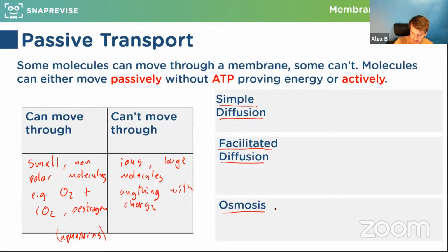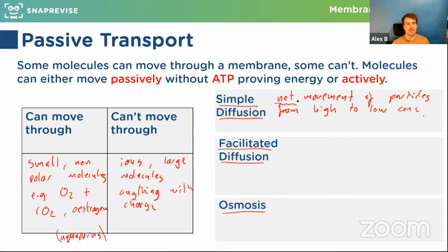Nice. So we talk about the net movement from high to low concentration, something like that. You can either say down a concentration gradient or from a high concentration to a lower concentration. Something like that would get you the marks. The net movement is important because it doesn't mean that none of the particles are going the other way, but in general, more of them are moving in that direction than the other. So they're always going to go down that concentration gradient. These are all examples of passive transport.